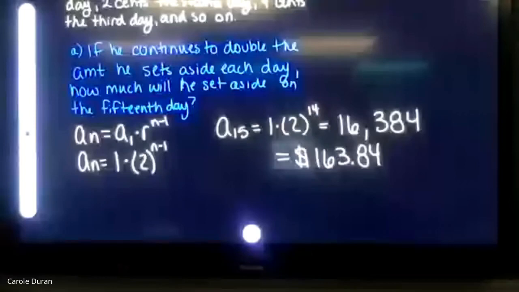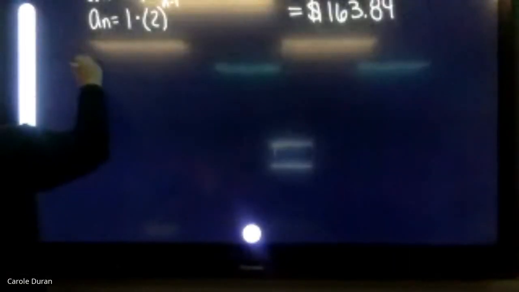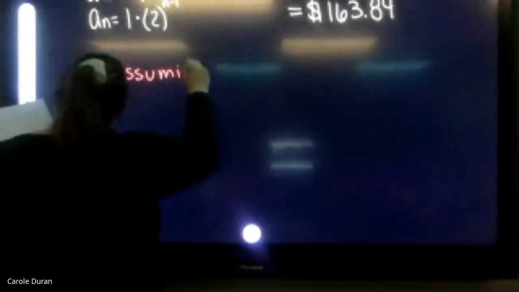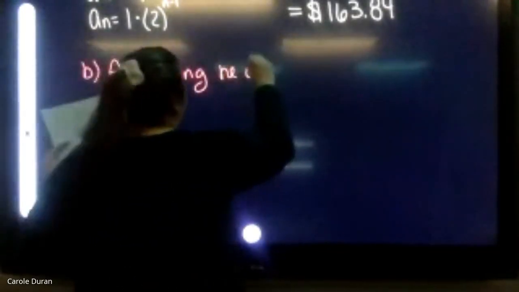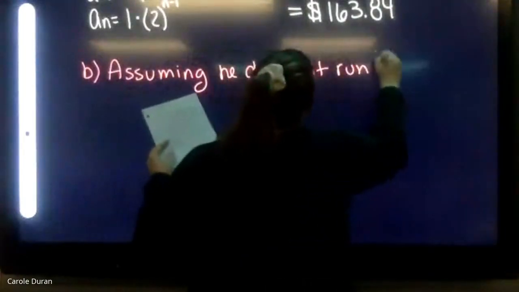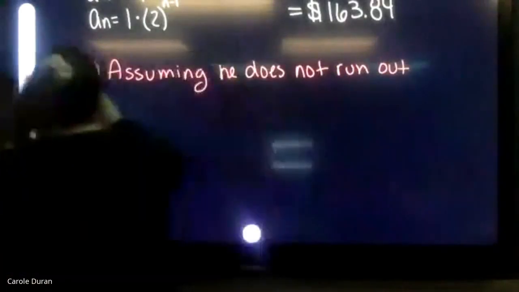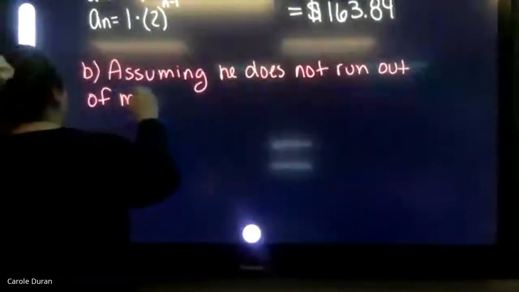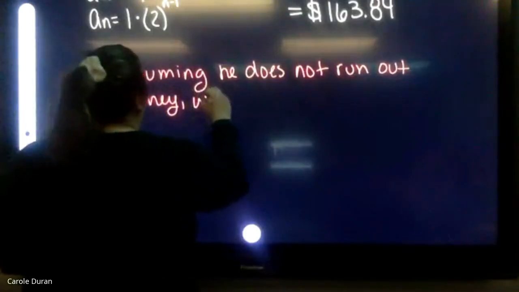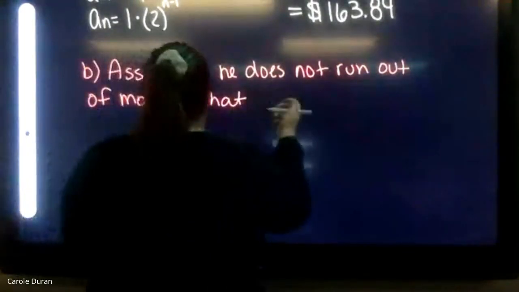So there's a part B to the question. Part B says, assuming he does not run out of money, what is the total amount saved at the end of 30 days?